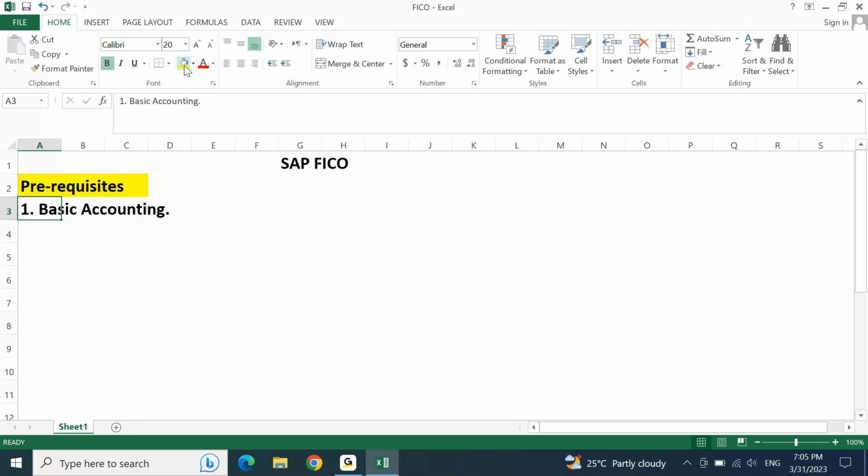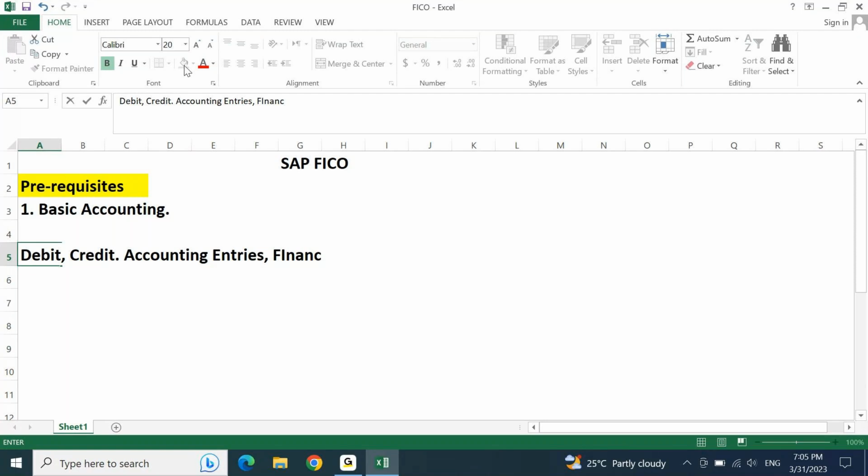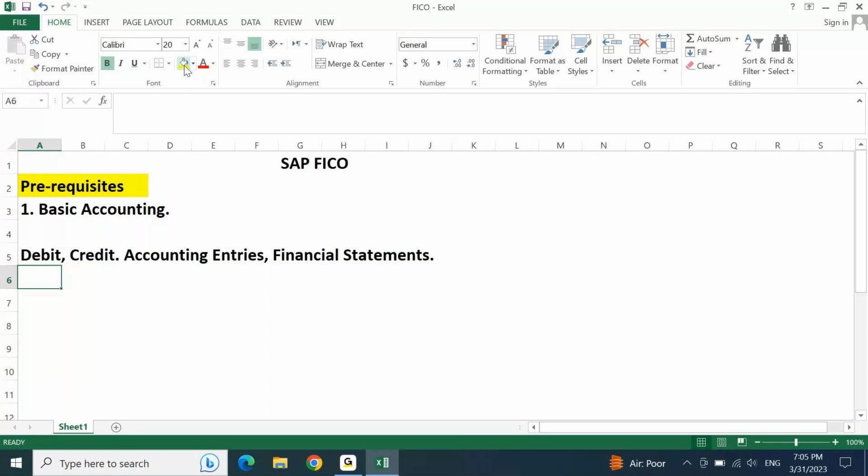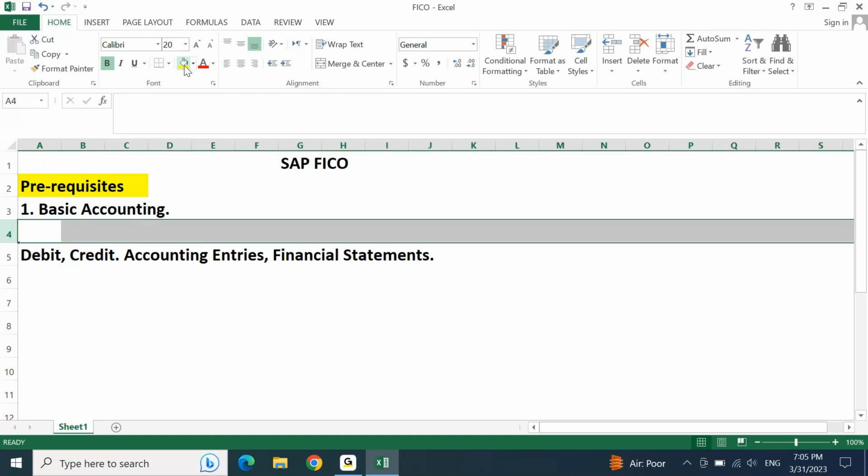When I talk about basic accounting, I mean debit, I mean credit, I mean accounting entries, financial statement. That's it. Nothing beyond this. You must know what is debit, what is credit, basic accounting entries and financial statements. This is what all you have to understand from basic accounting.